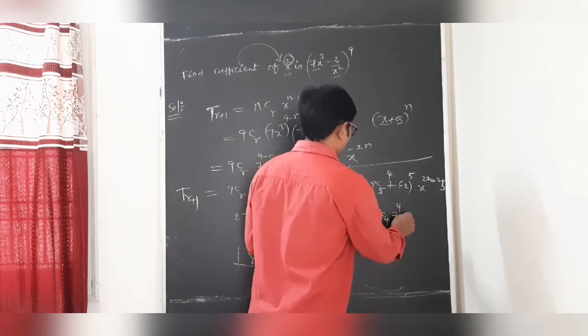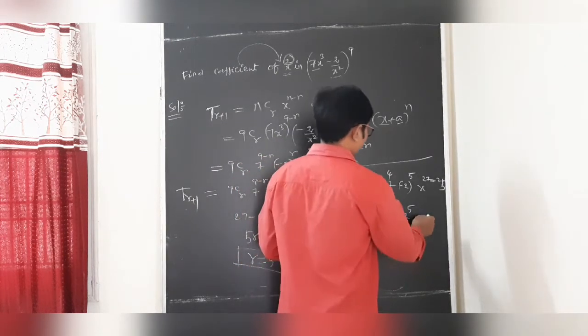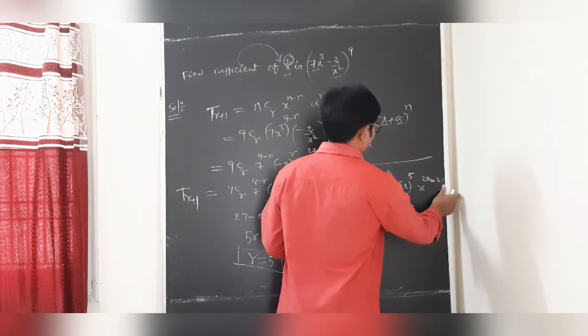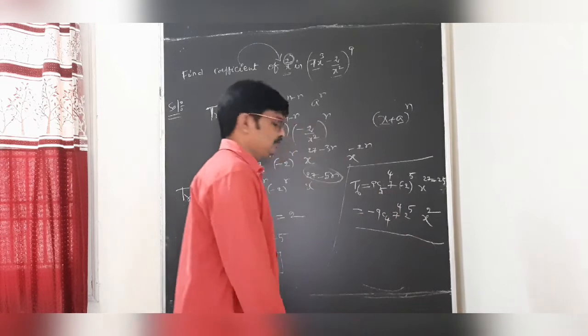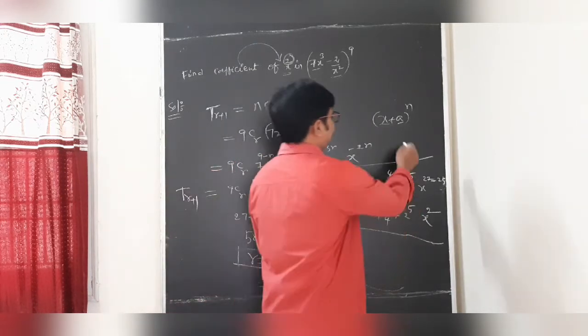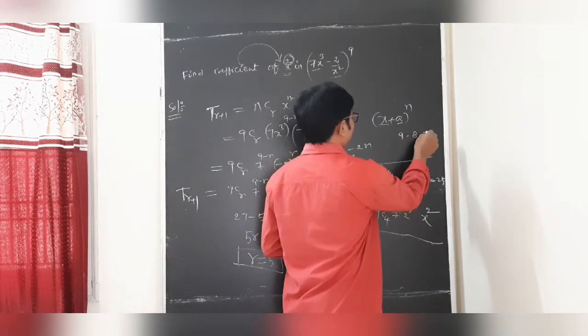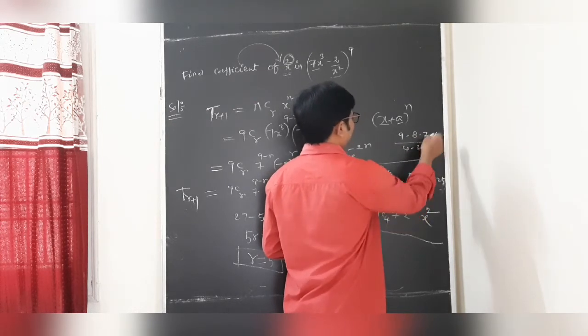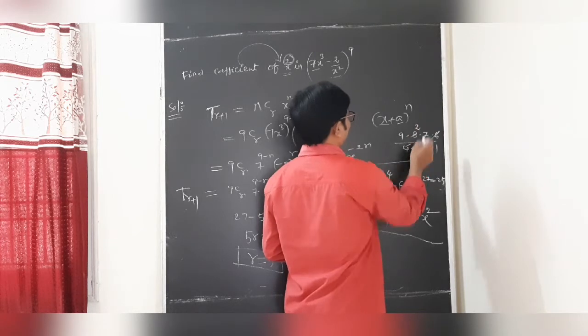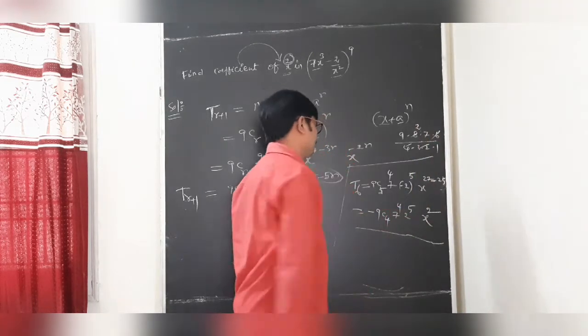This is 7 power 4, 2 power 5. This is what? 27 minus 25 is the. So 9C4. What is the value of 9C4? We can write it as 9 into 8 into, this is 4, 3, 2, 1. 3 twos are 6. 4 twos is. Okay, students. Now 14 into 9.